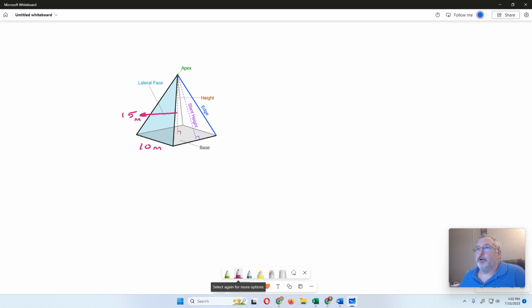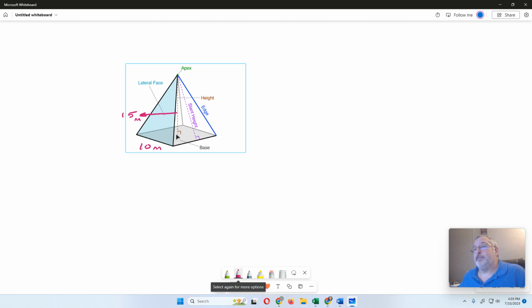So if we take a look at our pyramid, we need to know a few things before we can find surface area. There's two different heights in pyramids. One is the height, which is from the apex or the tip of the pyramid to the center of the base. That's the height you use for volume.